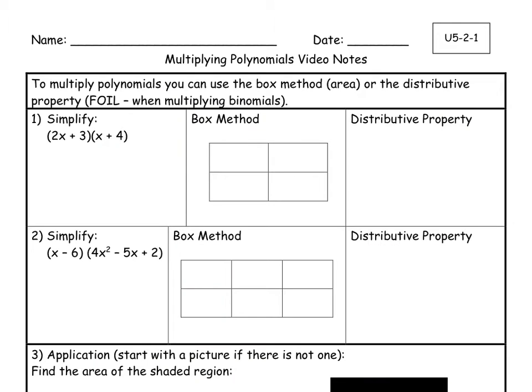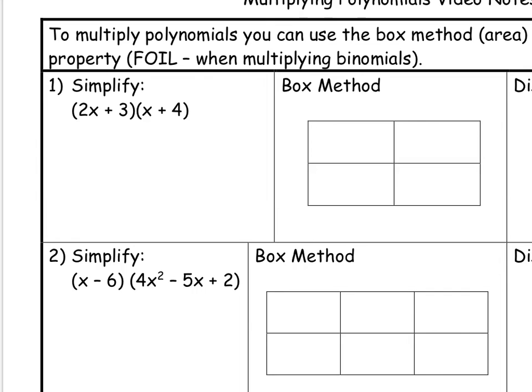So today we're going to talk about multiplying polynomials, and I'm going to show you two methods to do it. The first method is called the box method, and that's by far my favorite method. We're going to look at this polynomial right here, 2x plus 3 times x plus 4. Basically, every term in here has to be multiplied by each term inside this set of parentheses, and one of the easiest ways to do that is called the box method.